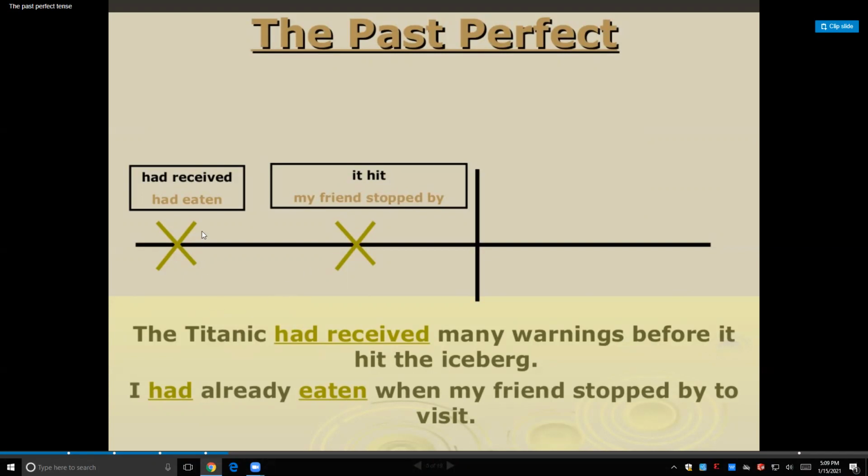Now see these sentences. The Titanic had received many warnings before it hit the iceberg. So which action took place first? Of course, the Titanic received many warnings before it hit the iceberg. So this first action should be in past perfect.